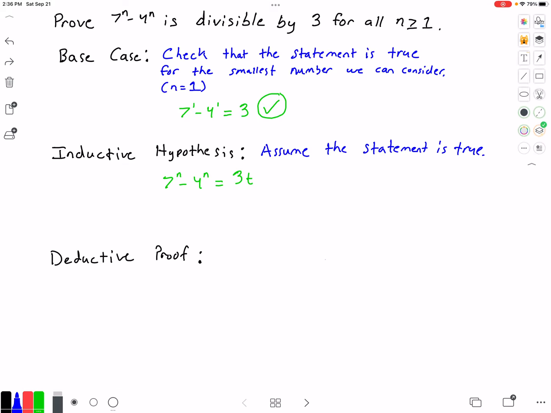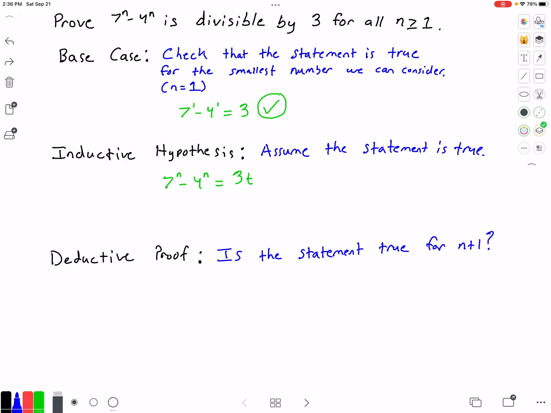Okay? So next, let's go to the deductive proof step. So in this step, we want to show that for n plus 1, this statement is still true. Okay? So here we're going to check, is the statement true for n plus 1? And that's a question. That's what we're trying to figure out.